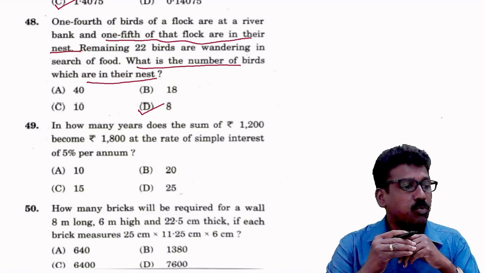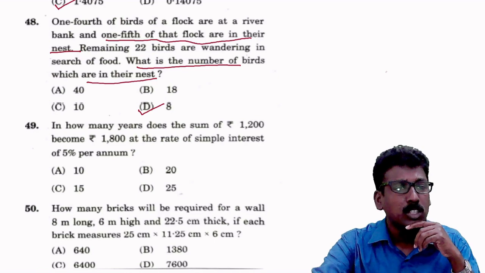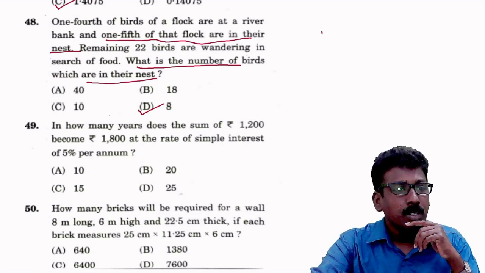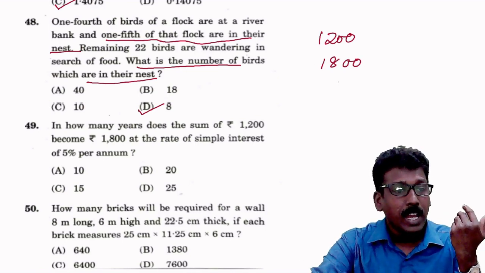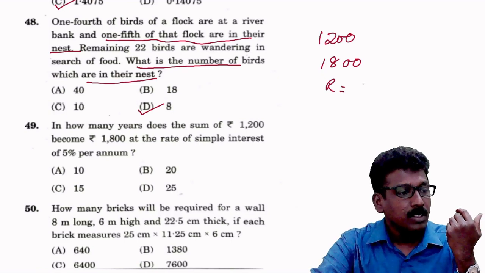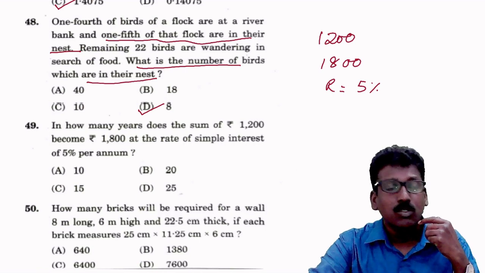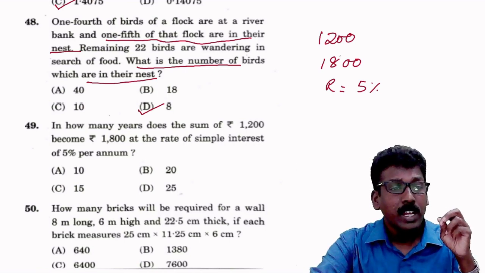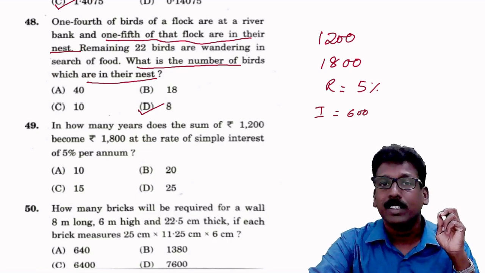Now look at question number 49. In how many years does the sum of rupees 1200 become 1800? So 1200 is the principal. It should become an amount of 1800 in how many years? And the rate is given as 5%. And what is the interest? You deposited 1200 and got 1800. So the interest here you will get as 600.